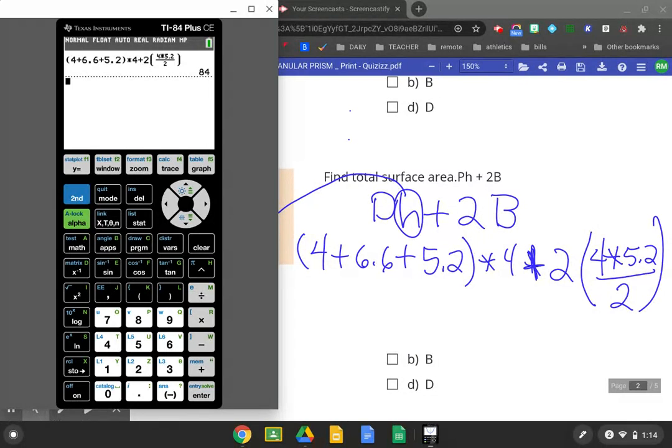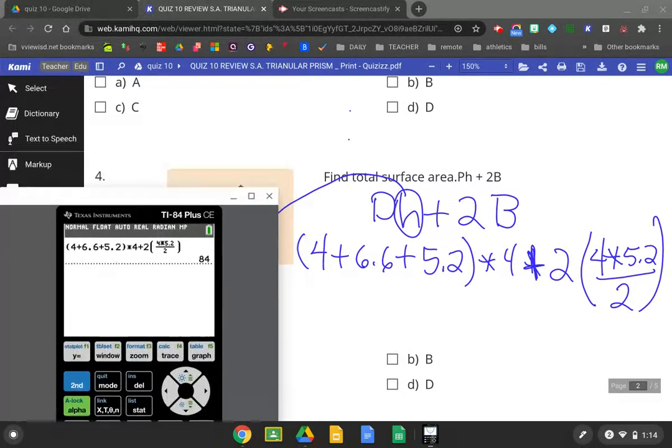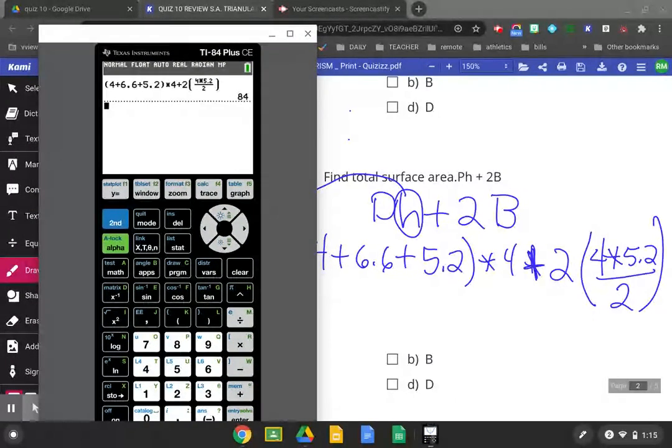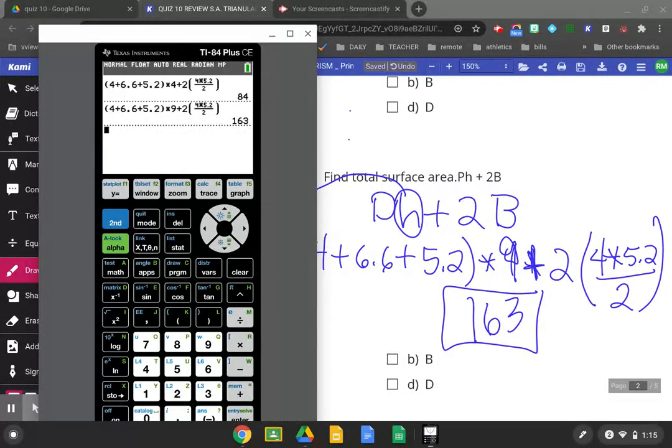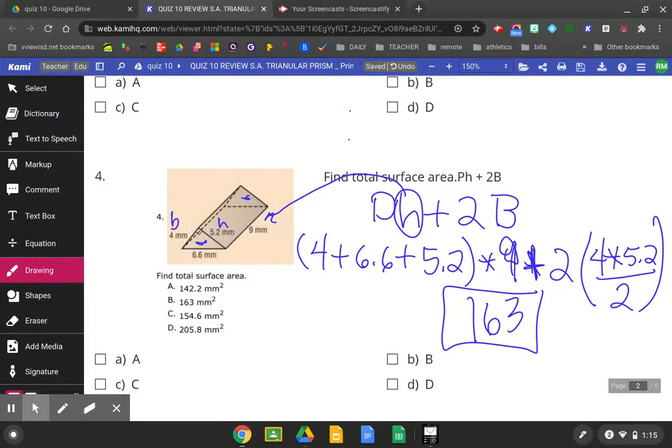Press enter. And let me make sure I did everything correct. Times 4. Okay, that's supposed to be a times 9. So I'm going to copy paste that and fix it, and move right over here and fix this too, and put that 9 in the right place. So then right here should be 163. A lot of numbers, you do get confused. I just did. So number 4 is B.